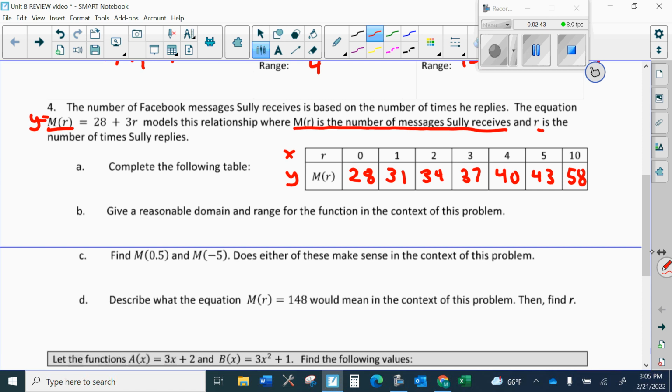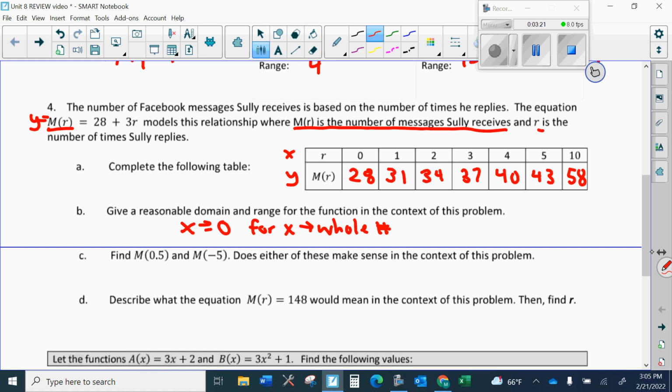It didn't say the number of Facebook messages, didn't say over what period of time. So this could be over years, but we can't have a fraction of a message. So a reasonable domain would be x greater than or equal to 0 in case he had no Facebook messages. And you'd say for x is a whole number. Okay, can't be a rational number because rational includes fractions. Can't have that. It's going to be whole numbers.